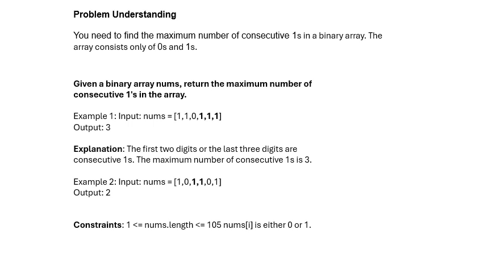The first example says 1 1 0 1 1 1. So you can see the consecutive ones highlighted here, and the count is 3. If you look at the second example, it has consecutive ones in the middle, highlighted in bold, and the count is 2.